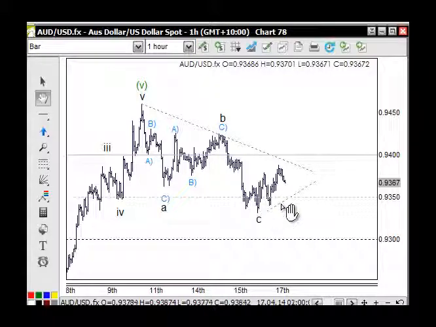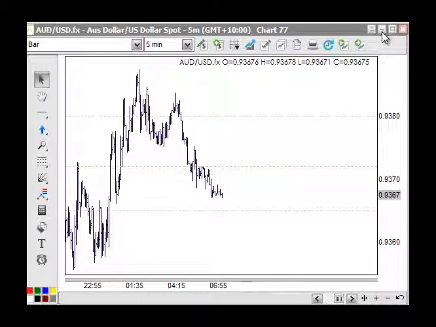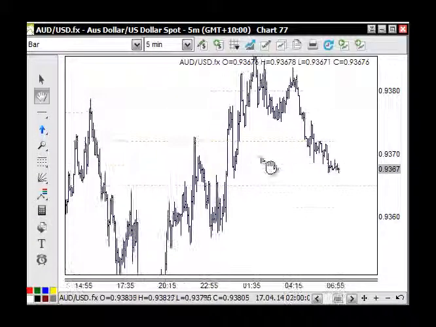The move currently to the upside here, we would want to see an impulse wave, and from this low here we can see that we've got 1, 2, and 3 here. So it's not really proved itself as an impulse wave. It's more like a corrective wave here. So let's go in and have a little look at that.